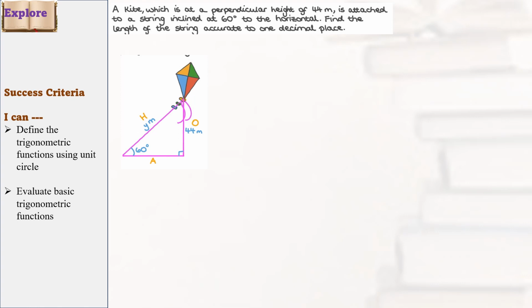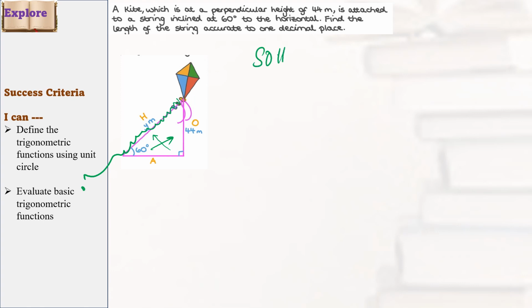Next part, a kite which is at a perpendicular height of 44 meters is attached to a string. So always the string is a hypotenuse, with a 60 degree angle to the horizontal. Find the length of the string. Remember that whenever we talk about the ladder's length, elevation length, string length, it is always the hypotenuse. Okay, so the angle is 60. This is my opposite, and opposite to 90 is my hypotenuse. So I have to find out the hypotenuse.